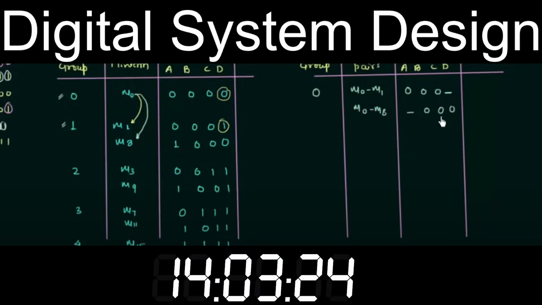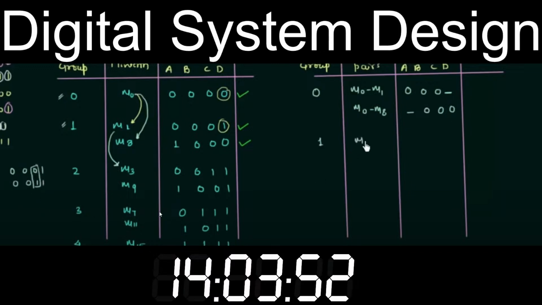I will explain shortly why we are putting this tick mark in front of the minterms. Let's move to group number 1. I will compare M1 with M3, and we can see that only one variable is changing. M1 is 0 0 0 1, M3 is 0 0 1 1. Only the C variable is changing.